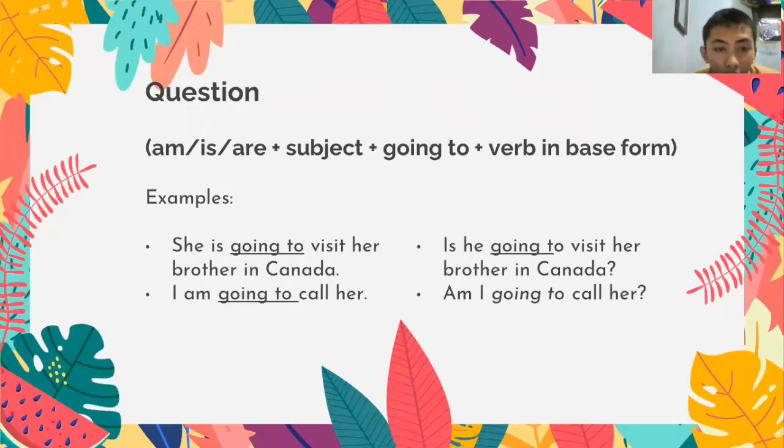Question: am, is, or are plus subject plus going to plus verb in base form. Example: is he going to visit her brother in Canada? Am I going to call her? Okay.